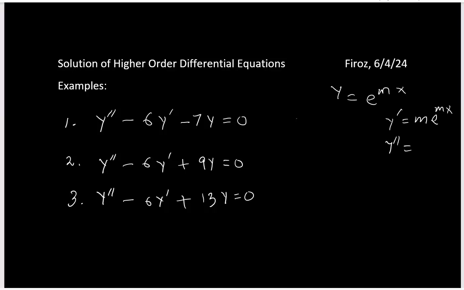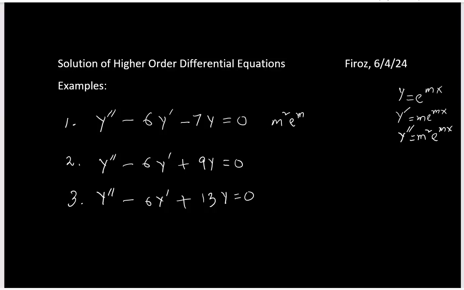Y double prime gives you m squared e to the mx, because you know the derivative of e to the mx is e to the mx, and then the derivative of mx is just m multiplied with it, which is basically the chain rule. Now, using those values, in the first one you are getting m squared e to the mx minus 6 m e to the mx minus 7 e to the mx equals 0.